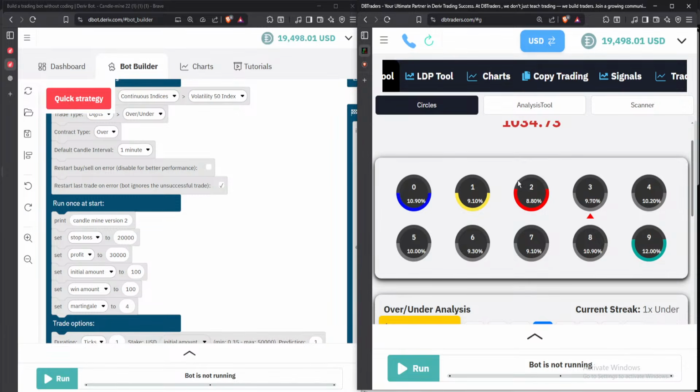You have to ensure the green circle is 2 to 3 numbers away from you. Every time you're trading over 1, the green circle should never be on 0, 1, 2, or 3. It should either be on 4, 5, 6, 7, 8, or 9. I repeat, if you're trading over 1, the green circle should always be 2 numbers away from you.